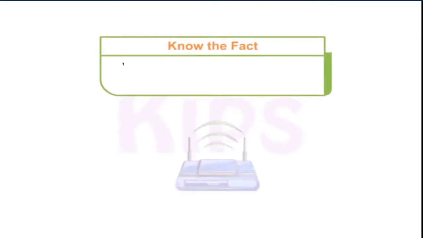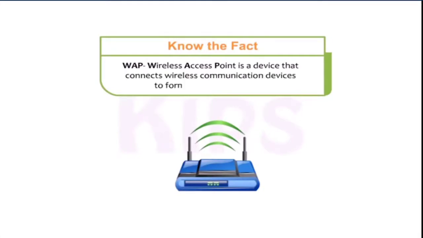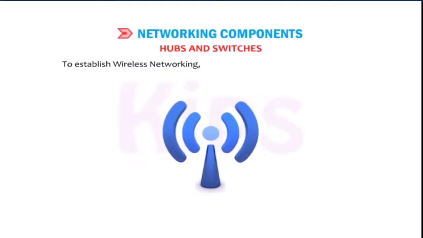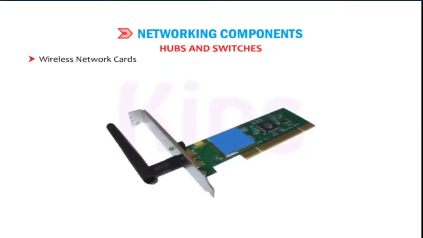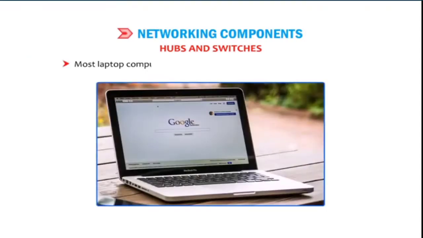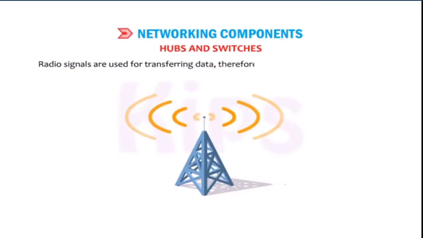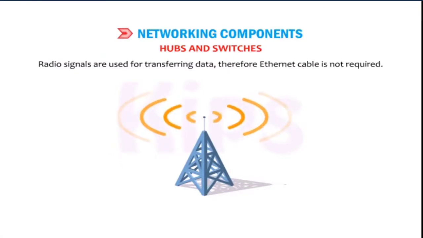Students know the fact. WAP, Wireless Access Point, is a device that connects wireless communication devices to form a wireless network. To establish wireless networking, you require the following components. Wireless network cards are used instead of normal network cards that are used in wired networks. Most laptop computers come with inbuilt wireless network cards. Radio signals are used for transferring data, therefore Ethernet cable is not required.